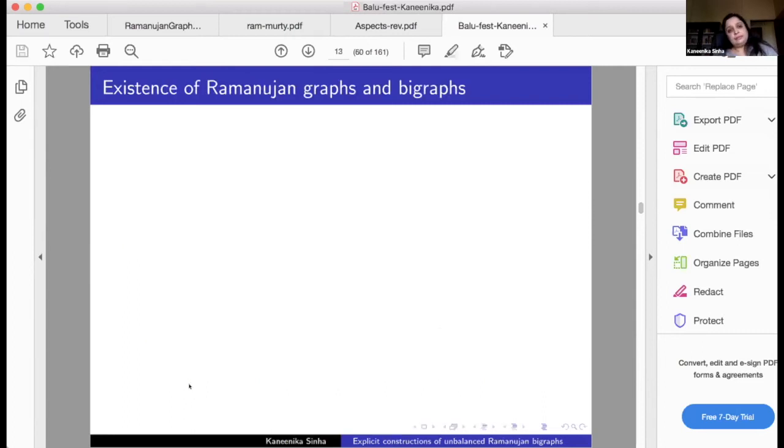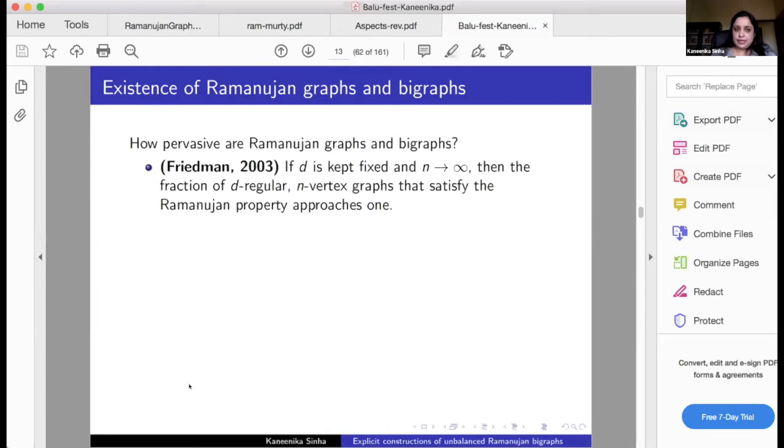Now we come to questions about existence of Ramanujan graphs and bigraphs. The basic question is, how pervasive are these graphs and bigraphs? There's a very nice theorem of Friedman in 2003 which tells us the following. If you fix d and let your number of vertices n go to infinity, then the fraction of d-regular n-vertex graphs that satisfy the Ramanujan property keeps increasing and comes closer and closer to 1.